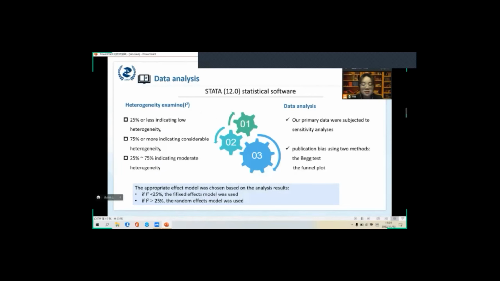Pooled statistical analysis was conducted using the Stata software. An I-squared value of 75% or more indicates considerable heterogeneity, 25% or less indicates low, and between 25 and 75 indicates moderate. And our primary data were subjected to sensitivity analysis. Publication bias was assessed using two methods, the Begg test and the funnel plot.